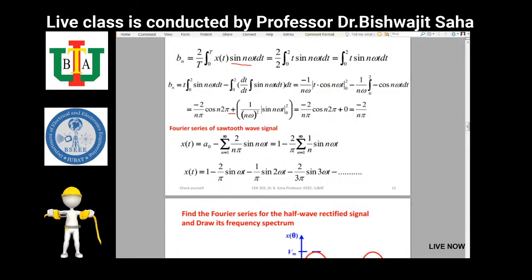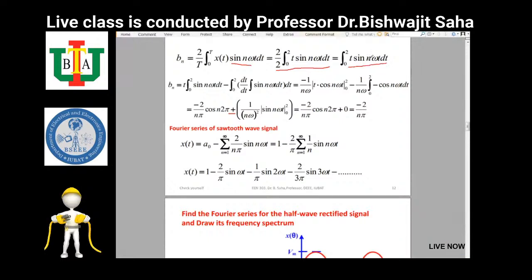So we are putting the value: 2 by 2, 0 to 2, t sine n omega t dt. This line: 2 by 2, 0 to 2, t sine n omega t. Here also we need to apply integration by parts.